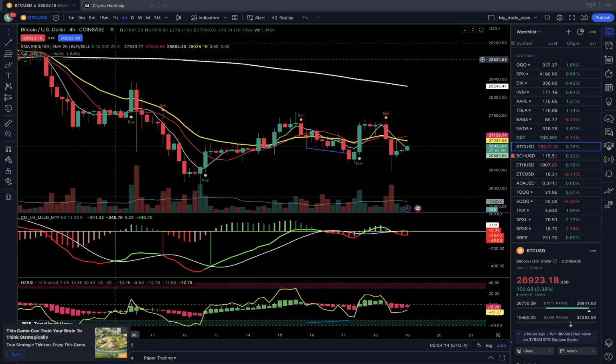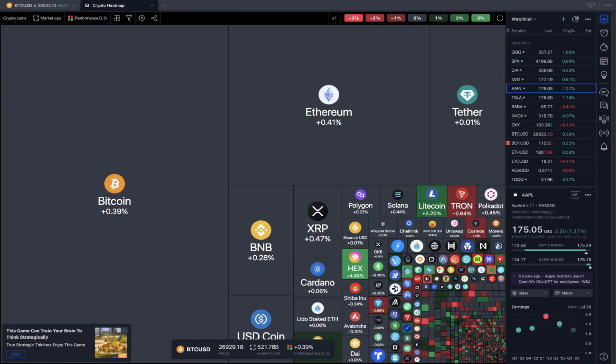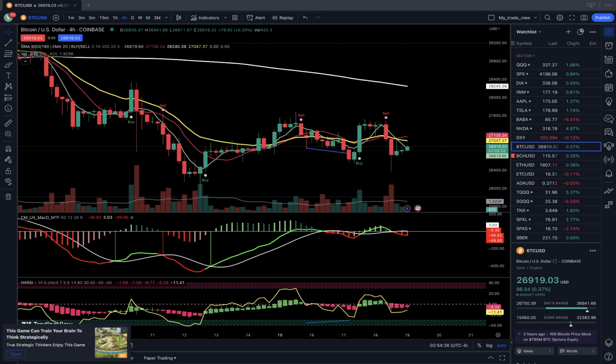TradingView. Let's start from the crypto heat map. It shows it's flat and a lot of red. Nothing green, just a few of them green. Generally, it's flat and red. That's what we observe. Let's move to charts.